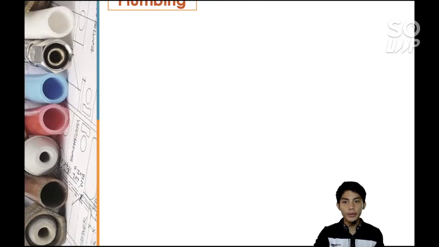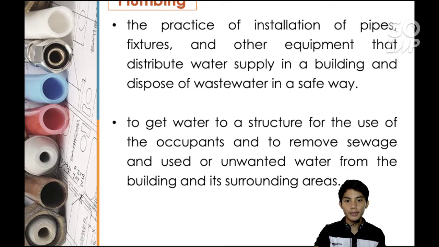Before we discuss the process of estimation for plumbing works, let us first discuss what plumbing is. Plumbing is the practice of installation of pipes, fixtures, and other equipment that distribute water supply in a building and dispose of wastewater in a safe way. The purpose of plumbing is to get water to a structure for the use of the occupants and to remove sewage and used or unwanted water from the building and its surrounding areas.